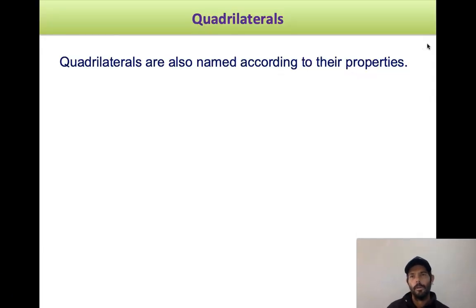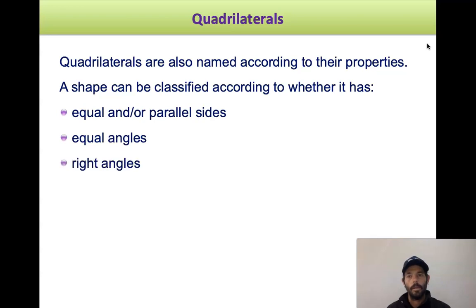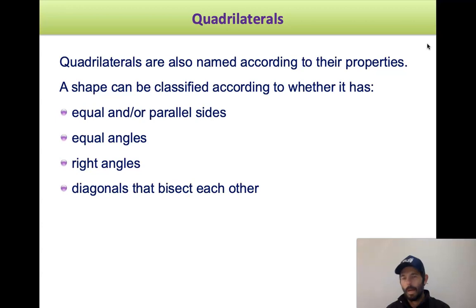Okay, guys. So today we look at quadrilaterals. So quadrilaterals are any four-sided shape. They are also named according to their properties. So these are some properties that quadrilaterals might have. They might have equal and or parallel sides. They might have equal angles, right angles, diagonals that bisect each other. And bisect means to cut in half.